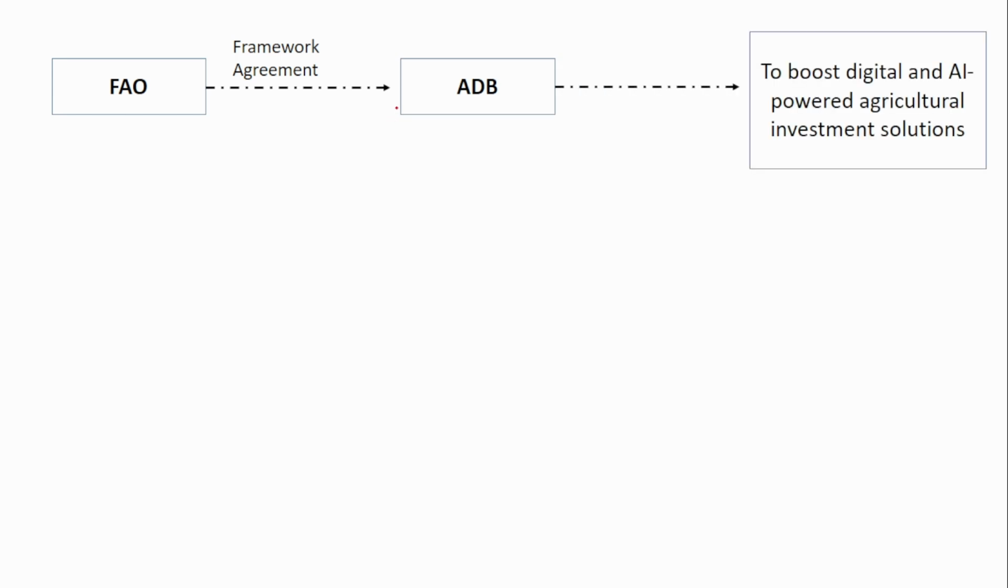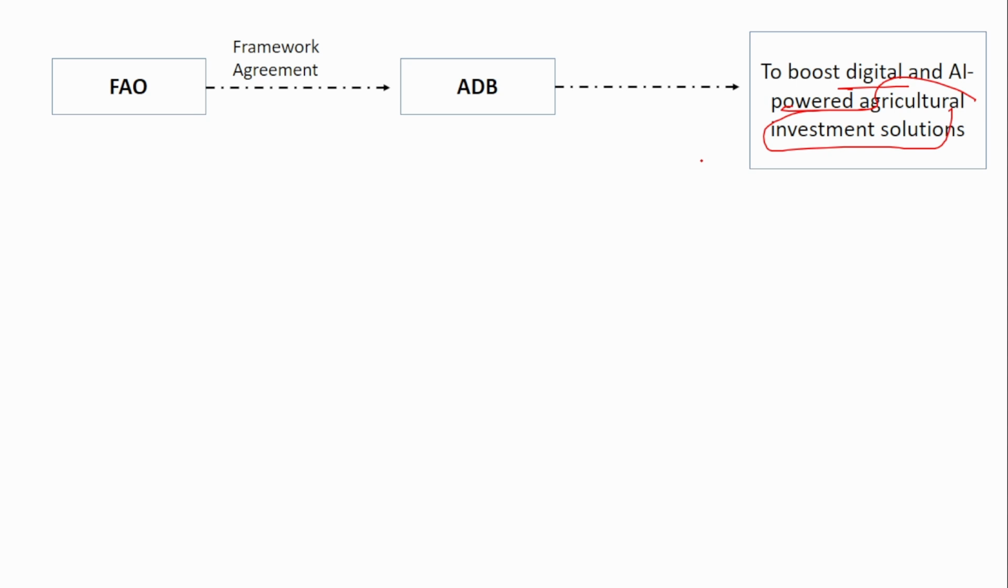Next is FAO, that is Food Agriculture Organization, which is headquartered in Rome. It has gone into an agreement with the Asian Development Bank. The purpose is to boost digital and AI powered agriculture investment solutions. So when FAO is involved, it has to be about food or agriculture, right?